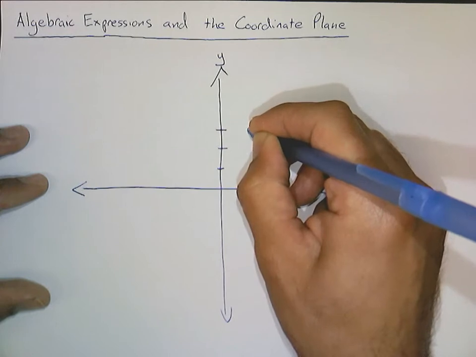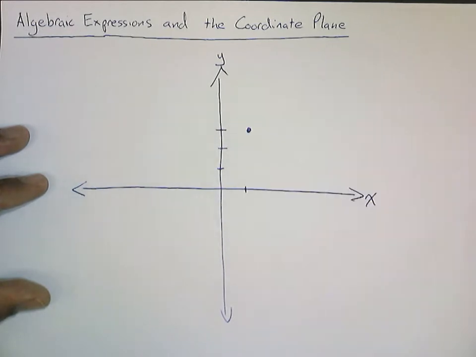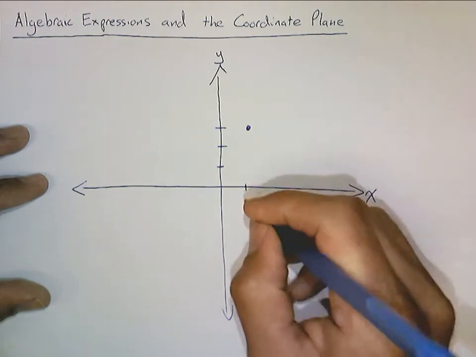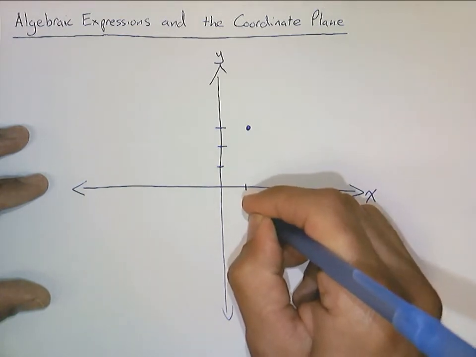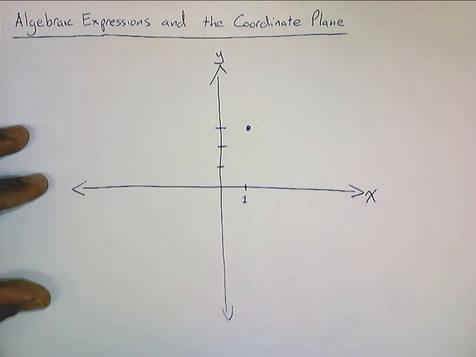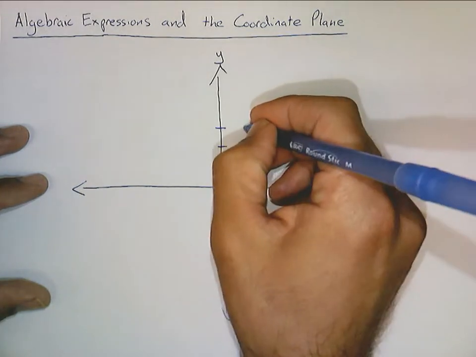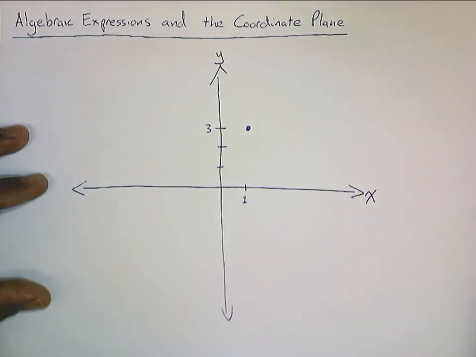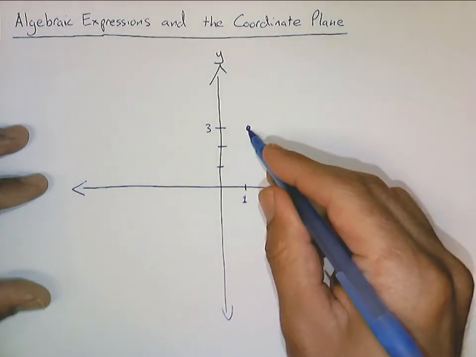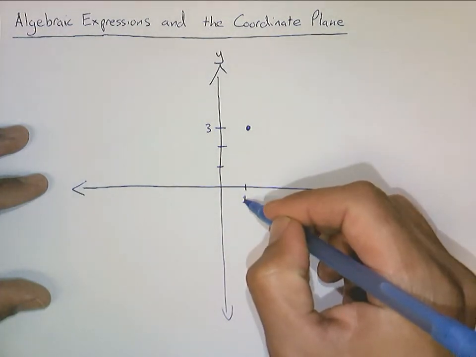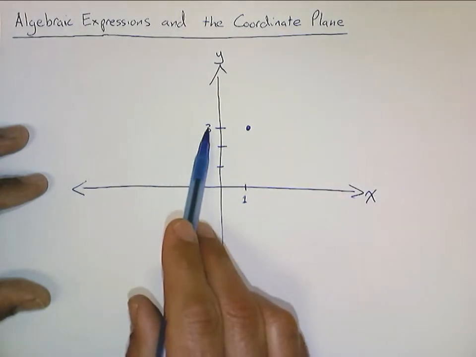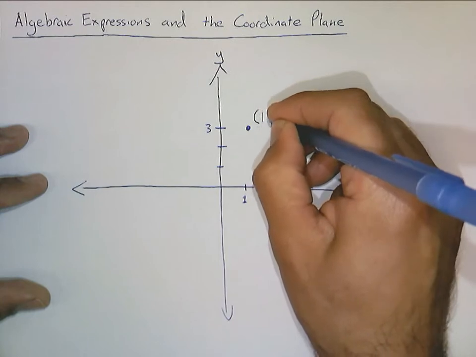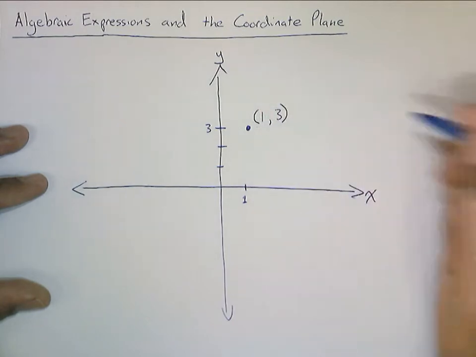So for instance, if we had this point right here, we notice that directly below this point, on the x-axis number line, we already gave that point the name of 1. Directly to the left over here on the y-axis, we gave that point a name of 3. So this point right here is going to be named with the x-coordinate first, 1, and then the y-coordinate second, 3. And we write this as an ordered pair, (1, 3).